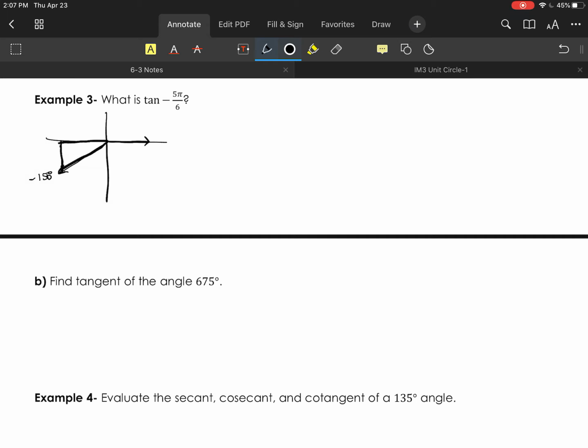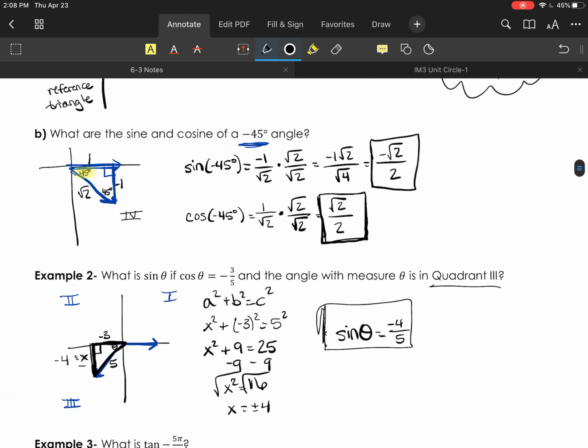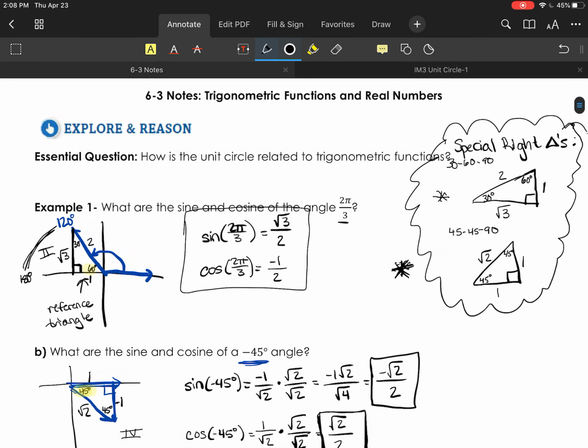So you're going to draw your reference triangle just like before, and you have to find your reference angle. So here's my right angle. I know this is negative 180 degrees, so the difference between these two would be a 30 degree angle, okay? So my reference angle here is 30 degrees, which means the other angle is 60 degrees, which means I have a 30, 60, 90 triangle.